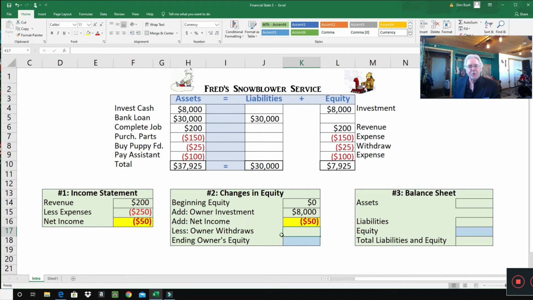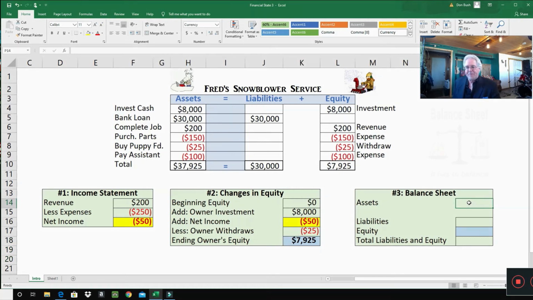Less owner withdraws. So how much money did Fred take out of the business? Well, Fred took out of the business for personal reasons, the $25 for puppy food. So let's put that in here, negative 25. And let's find the ending owner's equity. All we have to do is add this all up and we have it. So let's sum it up. There we go, $7,925. And just in other examples, the bottom of the accounting equation here under equity matches the changes in equity here. So that's a good way to double check your work.